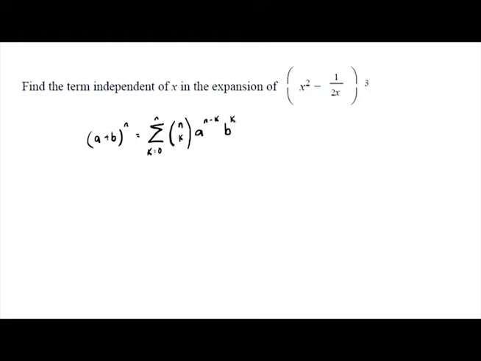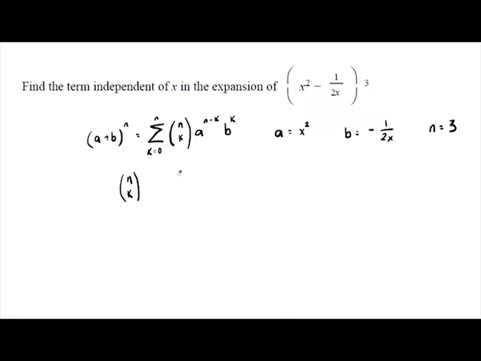Okay, so for this, you guys, we're going to be using the first term, x squared, for a. So a equals x squared. And the second term, b equals negative 1 over 2x. And n is going to be 3. Since this is a power of 3, we already know that there are going to be 4 terms. And we are going to find what each of the n choose k is. So we'd have n choose k for each situation.